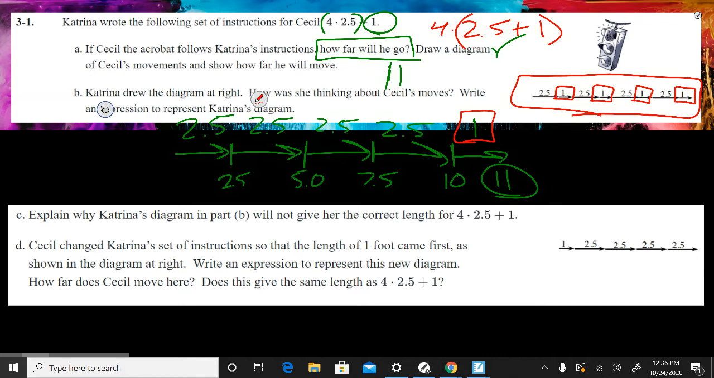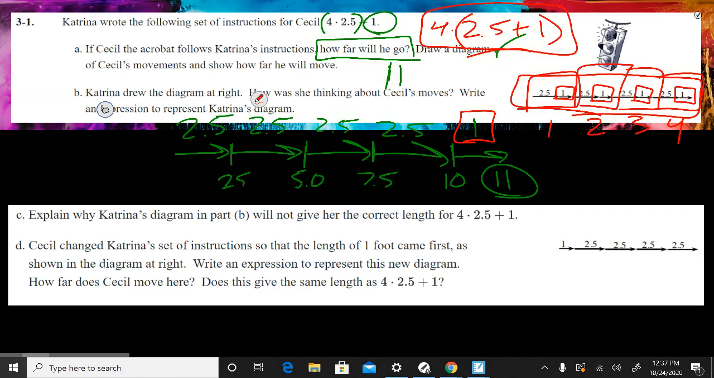Write an expression to represent Katrina's diagram. Right here. 2.5 plus 1, 4 times. Right? Here would be 1 time. Here would be 2 times. 3 times. 4 times.